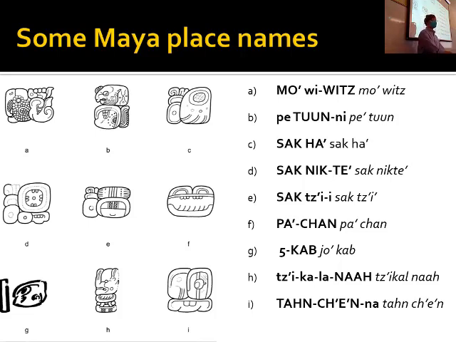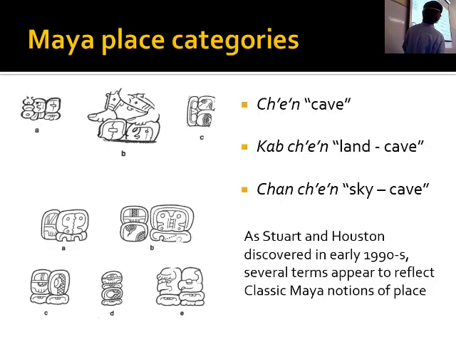So these are descriptive place names. Now, how do Maya talk about landscape in terms of landscape categories? There are 3 landscape categories: land, kab, chen, cave, and chan, sky. And sometimes they're in pairs, usually chan chen, sky cave, and kab chen, land cave. So these terms, as Stewart and Houston argued early on, are Maya categories of place.